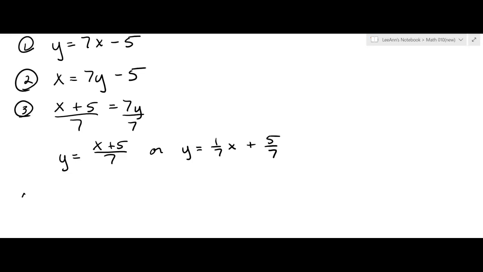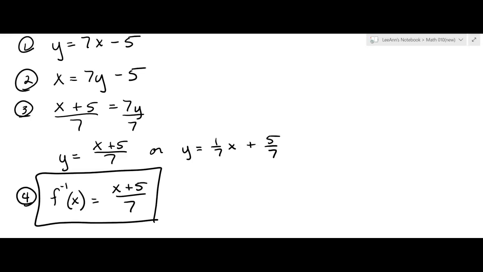And then step 4, put in the inverse notation. So the inverse of f of x, f inverse of x, is equal to, and I'm just going to leave it x plus 5 over 7. Okay. So that was a linear function. Not all of our functions are linear, so we're going to show you some more examples, but the steps are the same. Okay?